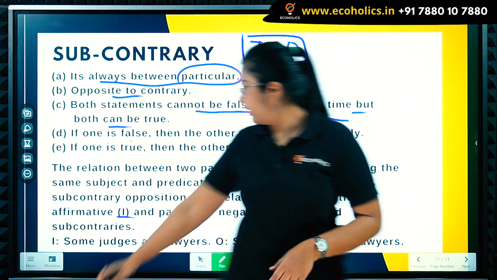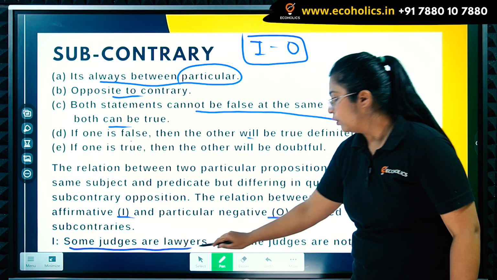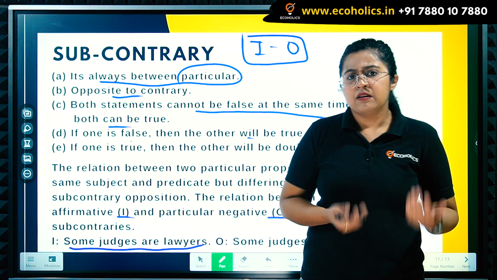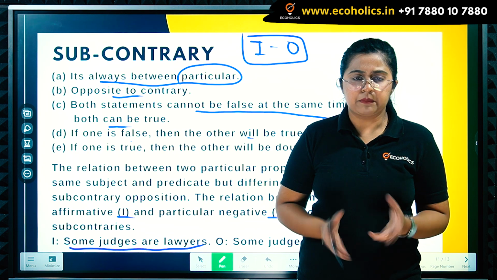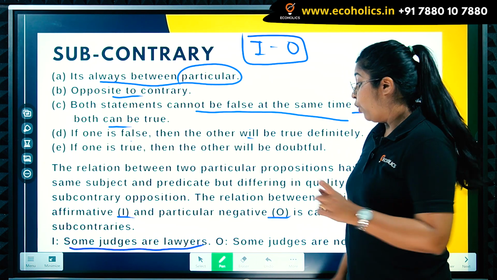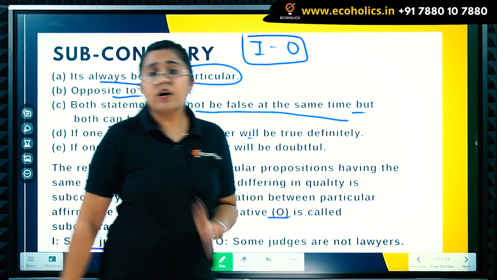Again, looking at the examples of these statements, we have to look from the I and O perspectives. Let's say we have the example: some judges are lawyers. That's a partially inclusive statement, I type of statement. Now O type of statement is what? Some judges are not lawyers.